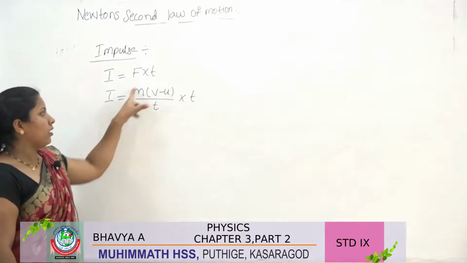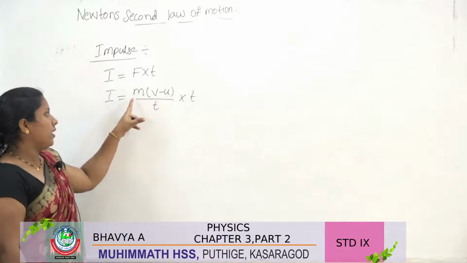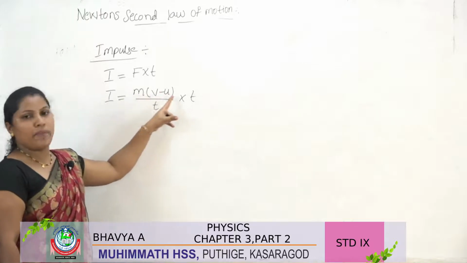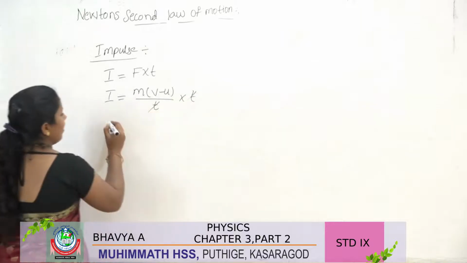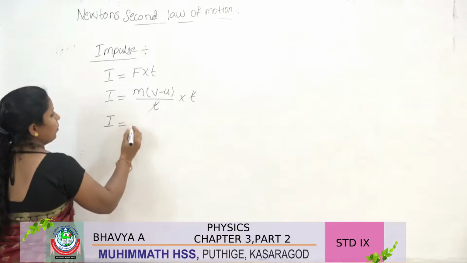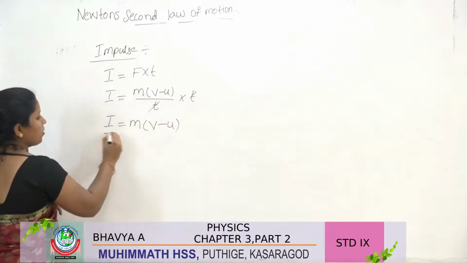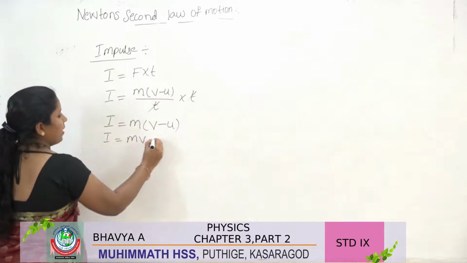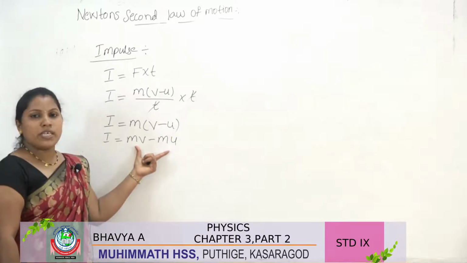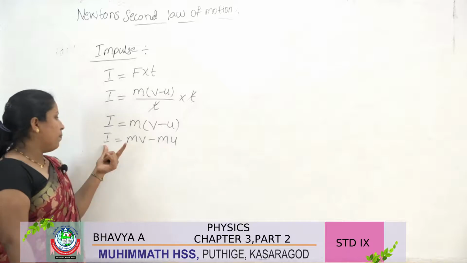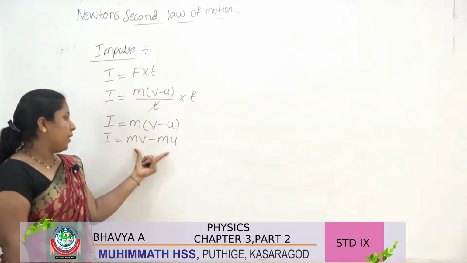Force F we calculate using Newton's second law of motion. So applying here, I is equal to m into (V minus U) divided by T. The T cancels here, so impulse I is equal to m into (V minus U), which we can also write as mv minus mu. The impulse is equal to the change of momentum.